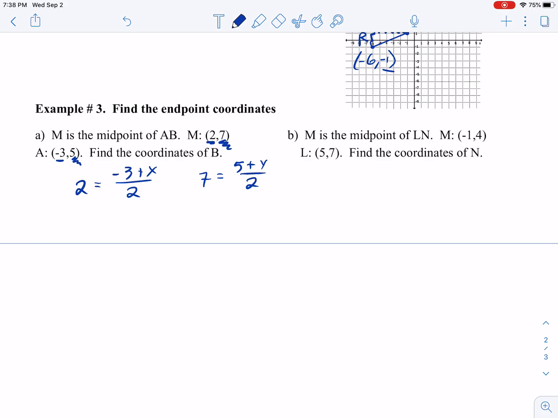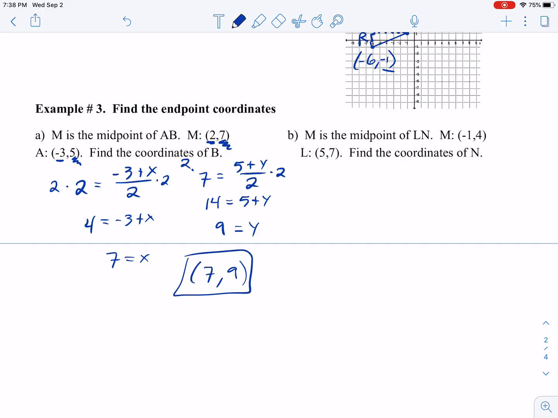And these are just two equations we can solve, right? Multiply both sides by 2. We get 4 equals negative 3 plus x. X equals 7. Multiply both sides by 2. 14 equals 5 plus y. When you subtract your 5 over, we get 9. Our endpoint is at 7, 9.